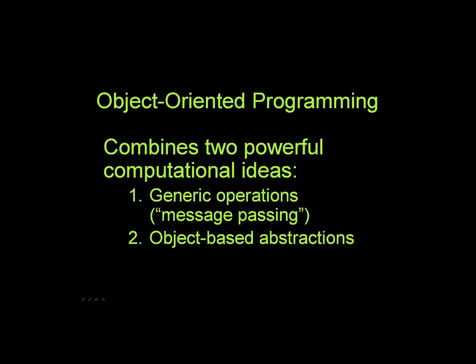Object-oriented programming essentially combines two ideas that we've seen before. The first is what you've seen earlier under generic operations, this idea of message passing. The second idea is object-based abstractions. Remember, you need to create new abstract data types. You figure out what representation you need to keep track of the data, and then you have functions that allow you to do the right things. So you combine the two and you have object-oriented programming.